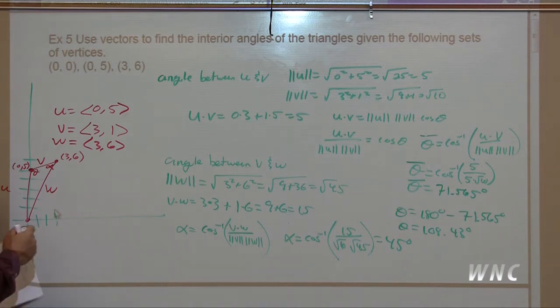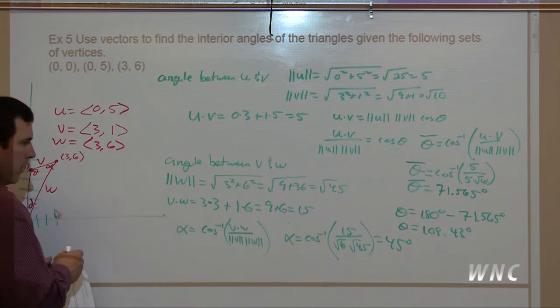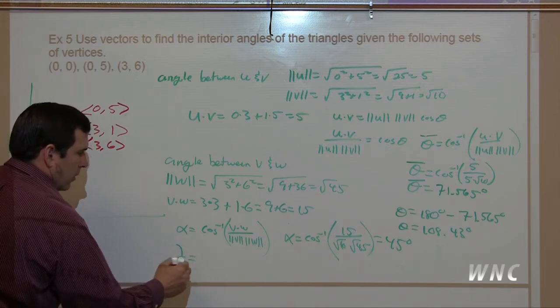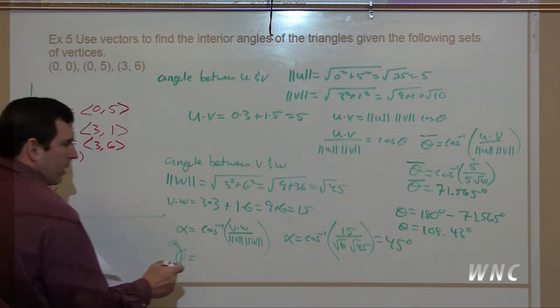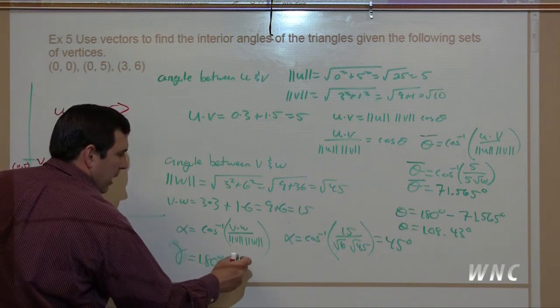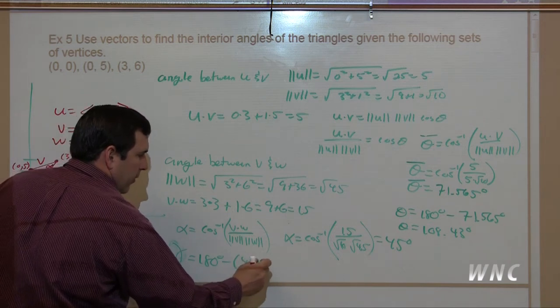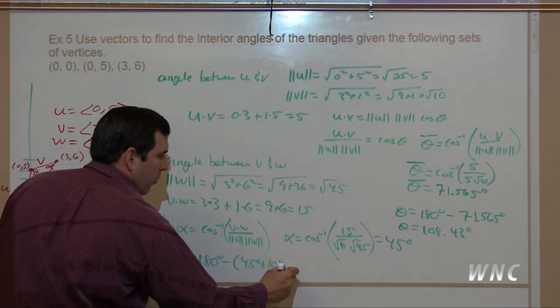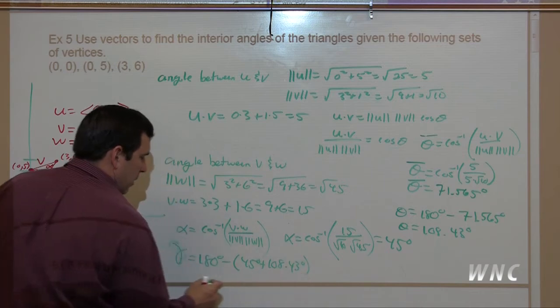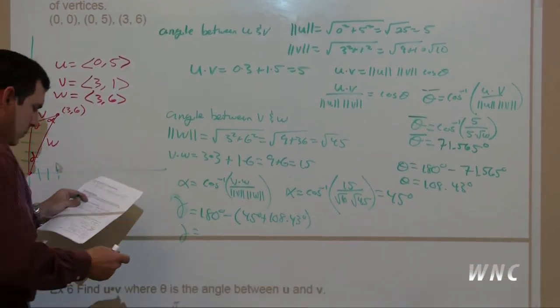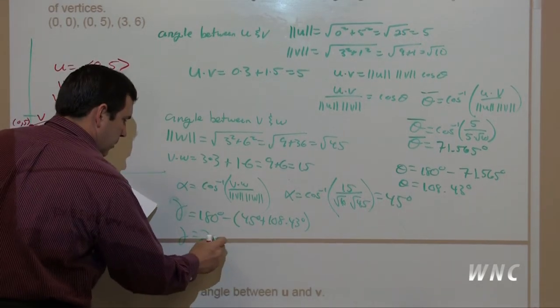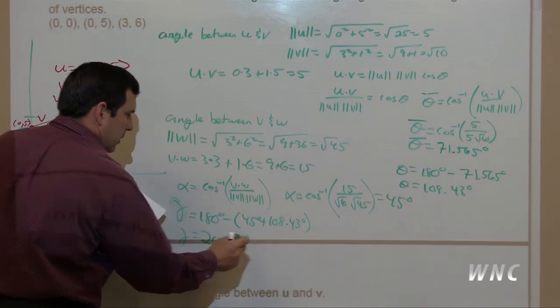Okay, so finally, we need one more angle. Let's call this phi. Phi will be more vertical than that. It's going to be the 180 degrees minus the sum 45 degrees plus 108.43 degrees. So phi is going to be 26.57 degrees.